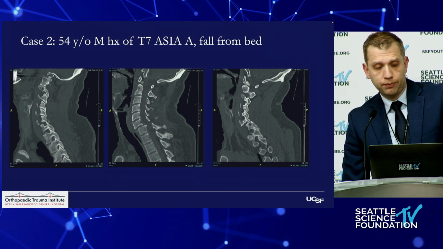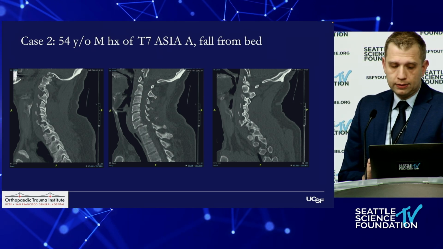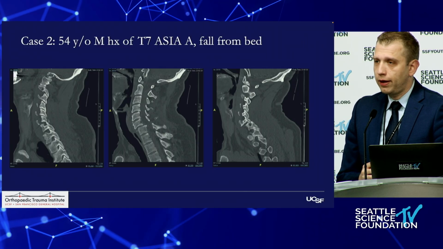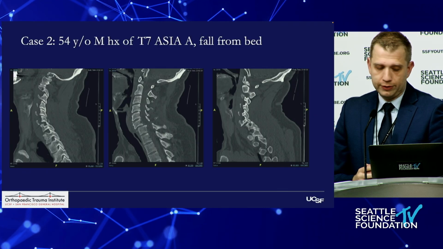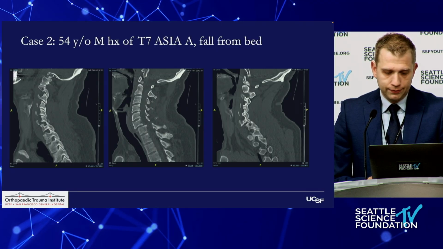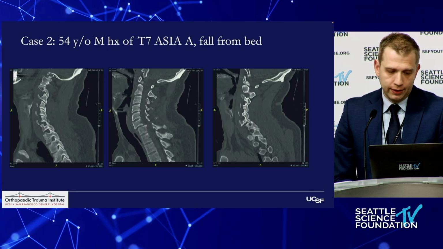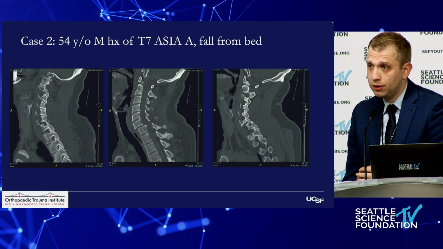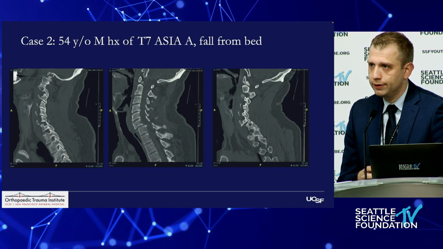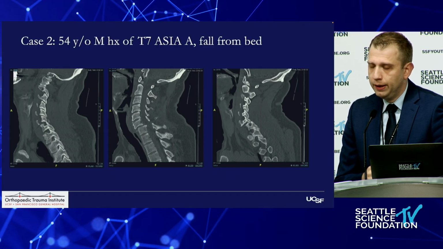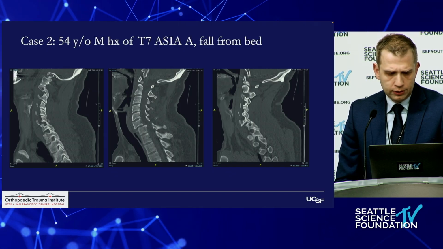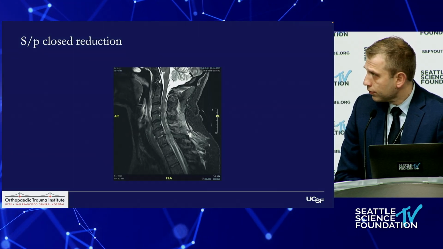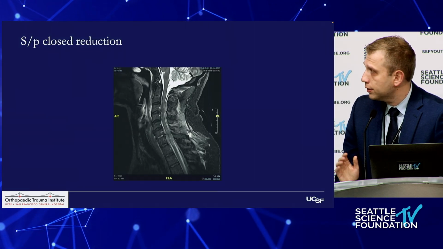This is a 54-year-old male with a history of being a T7 Asia A back in his 20s who fell out of bed during one of his transfers and jumped facets. And so he had an incomplete cord injury. And this patient especially, he was very dependent on his upper extremity. He already had a previous injury. And so I closed reduced this patient. And you could see over here, it's relatively decompressed.